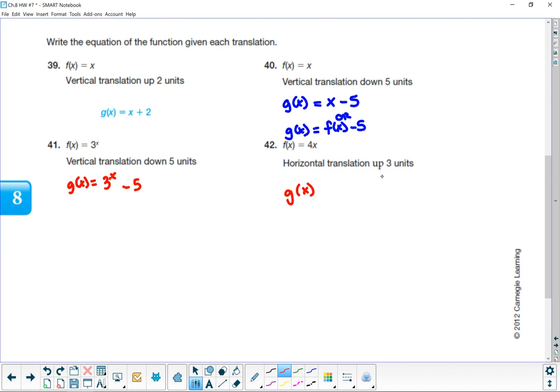Ooh, horizontal translation up 3 units. Okay, I think that's wrong. Horizontal cannot be up 3 units. So this should be 4 to the x, and this is going to be plus 3. The word should be vertical. If it's up, it's definitely the word vertical.